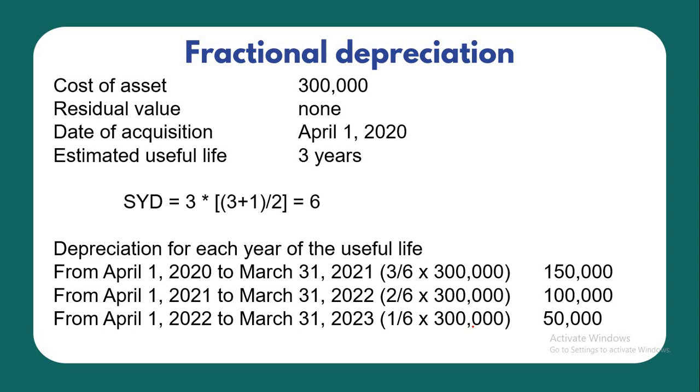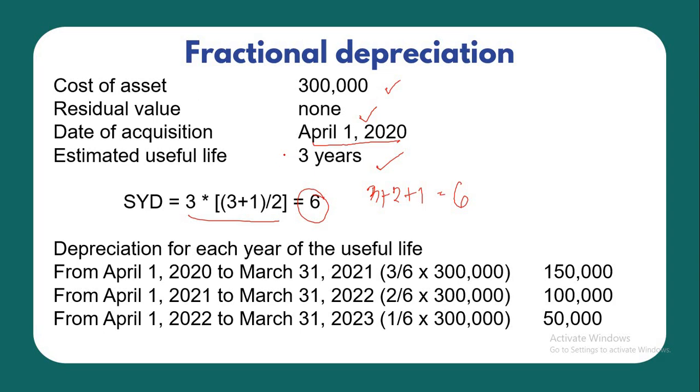So, the cost of the asset is 300,000. There is no residual value. The date of acquisition is April 1, 2020, and the estimated useful life is 3 years. So, the SYD is 6. Okay, that is 3 plus 2 plus 1, that is 6. Or simply use this formula.